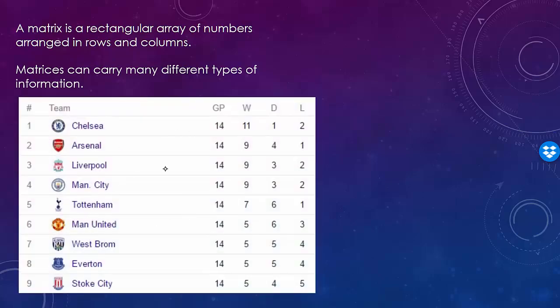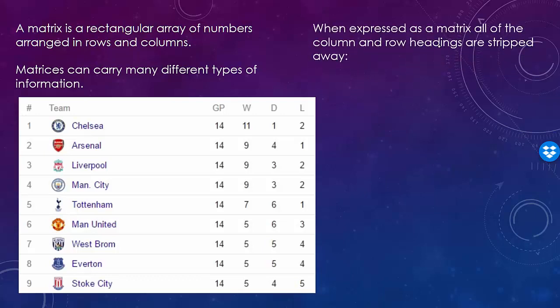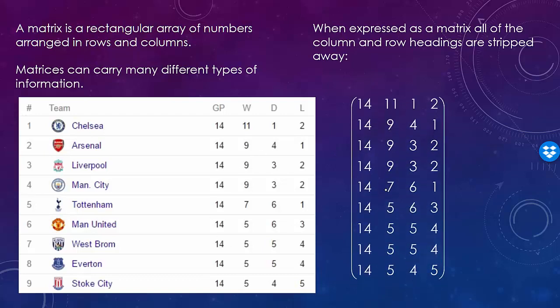So here we have part of a league table. When expressed as a matrix, all of the column and row headings are stripped away, so we just end up with an array of numbers. So look at the numbers here. And this is a matrix that represents this information. We'll look at working with this a bit later in this section.